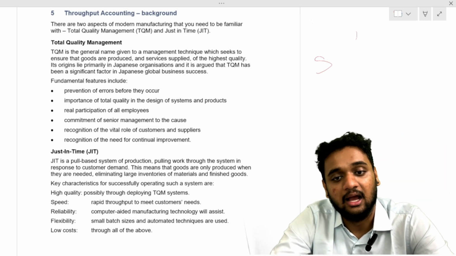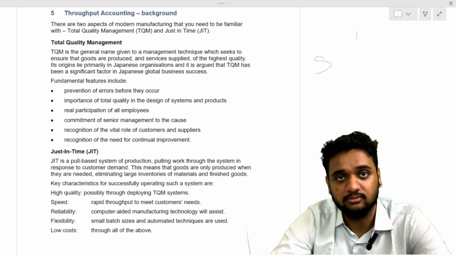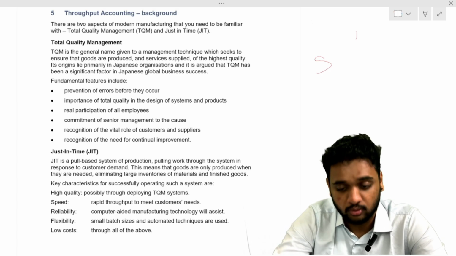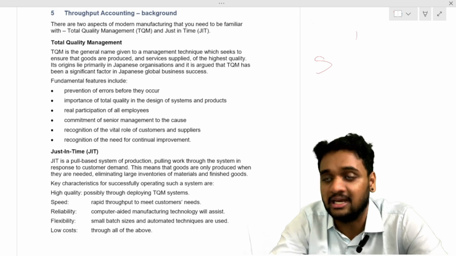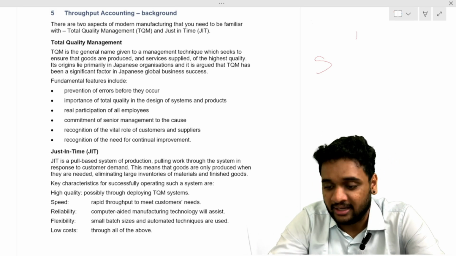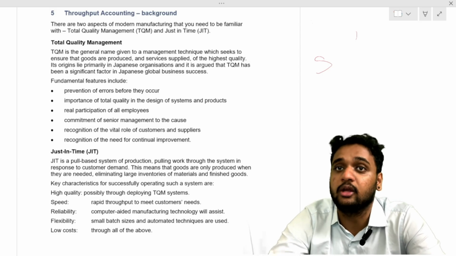Next, recognize the need for continuous improvement. Each and every day you shouldn't sleep thinking, I did everything correctly, everything is going good. Each and every day as you proceed, ask what extra I can do tomorrow. We also call it Kaizen, like what extra improvement you can get tomorrow.